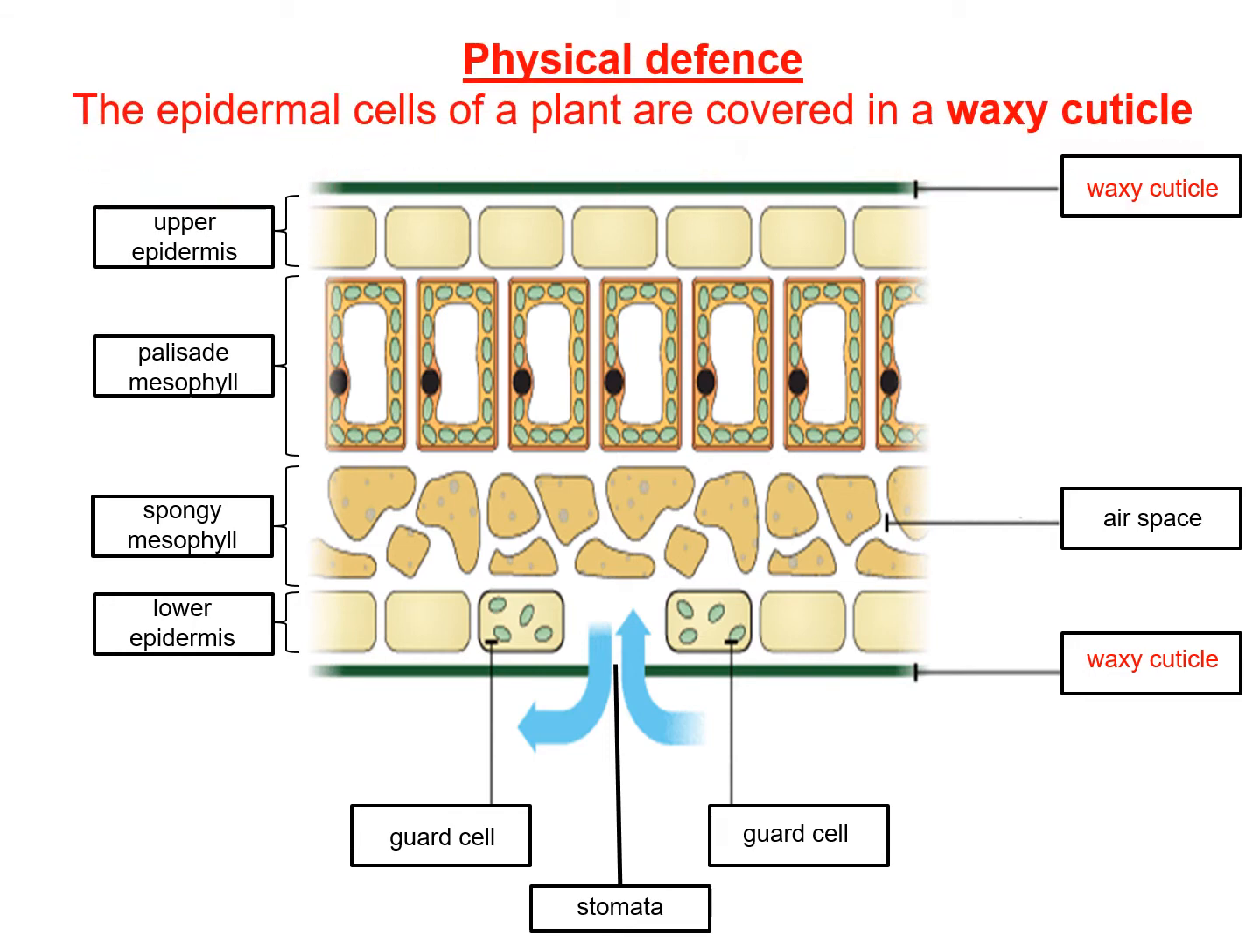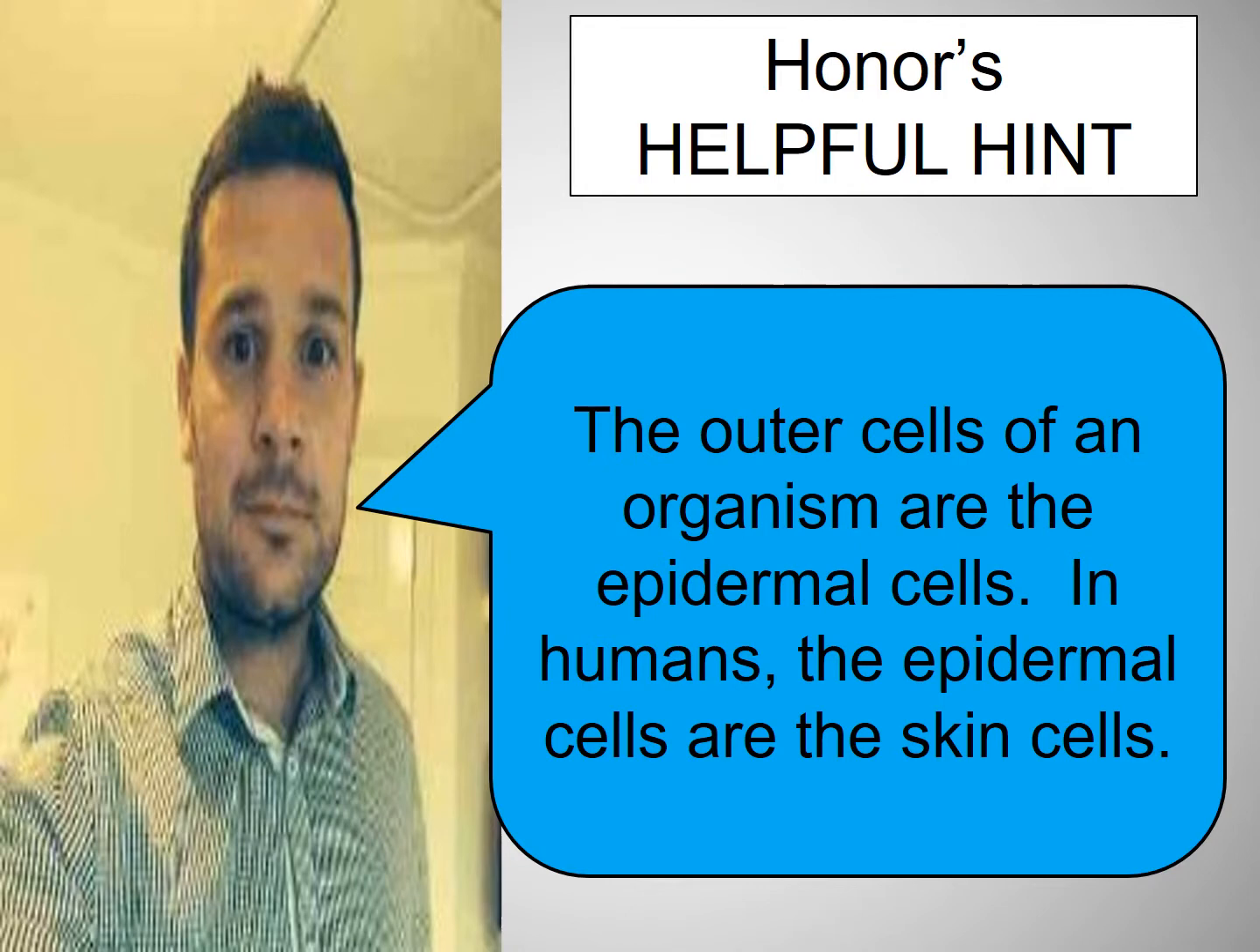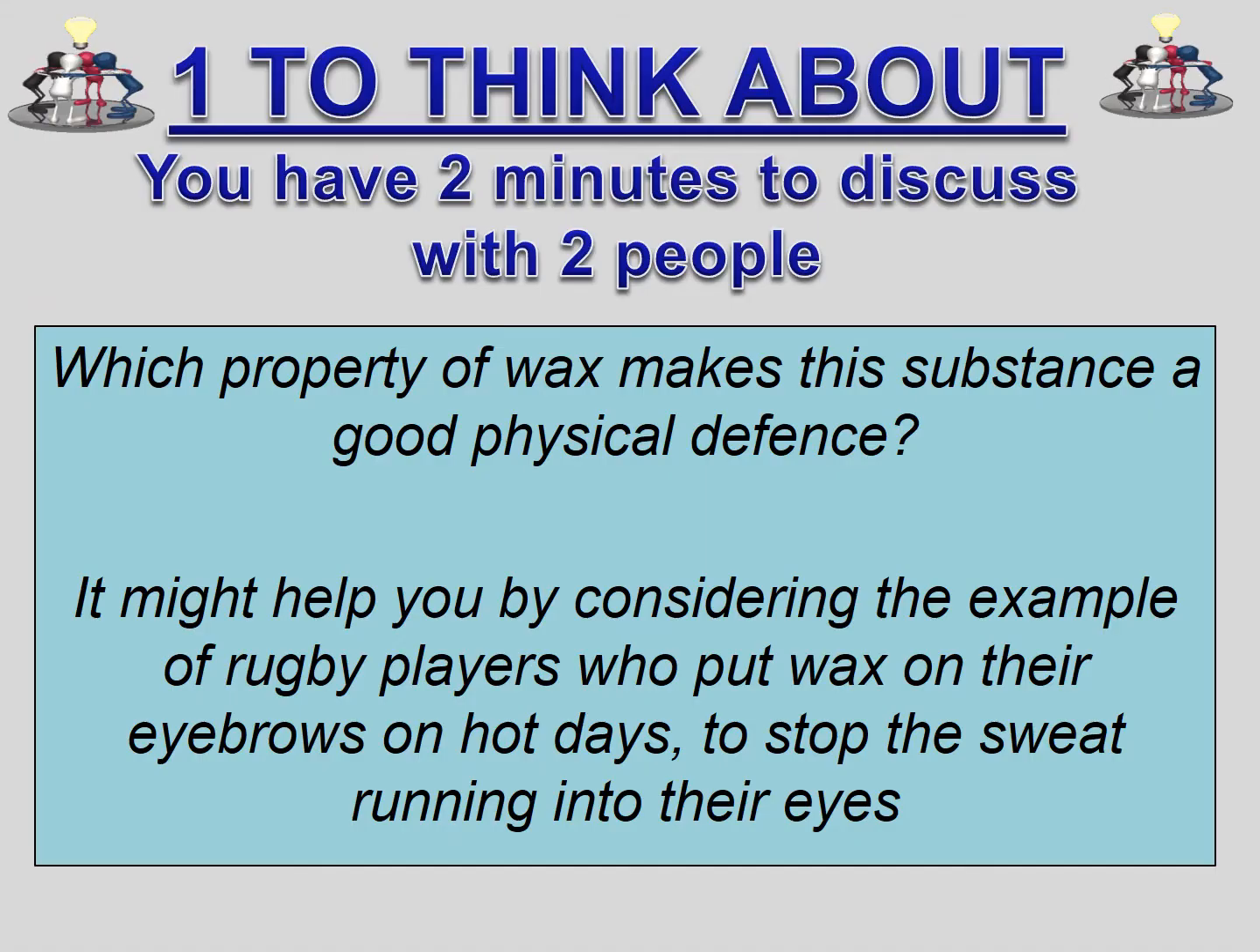The epidermal cells of a plant are covered in a waxy cuticle, and this is the first physical defense for plants. The outer cells of an organism are epidermal. This is the person who wrote this PowerPoint, by the way. So the outer cells of an organism are called epidermal cells, and that's like the skin. So that defense is very similar to human.